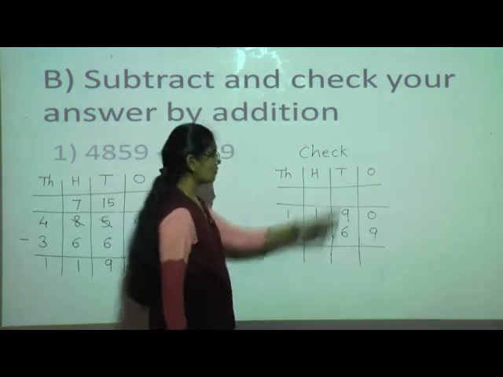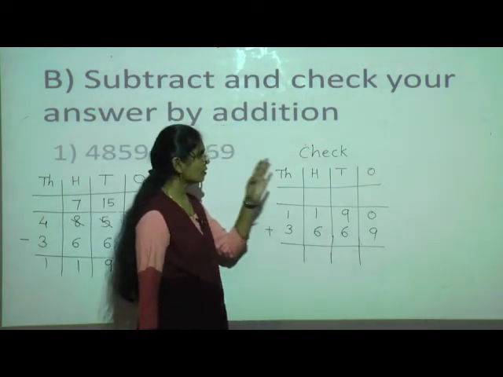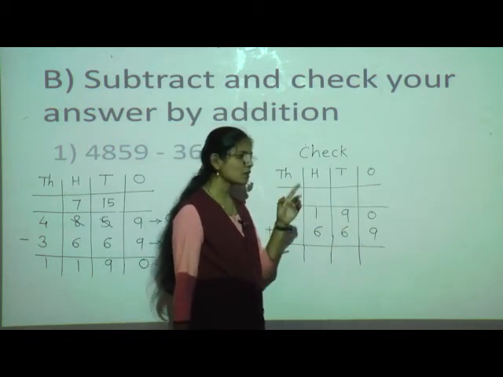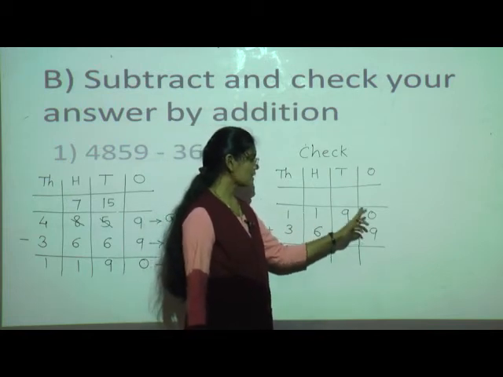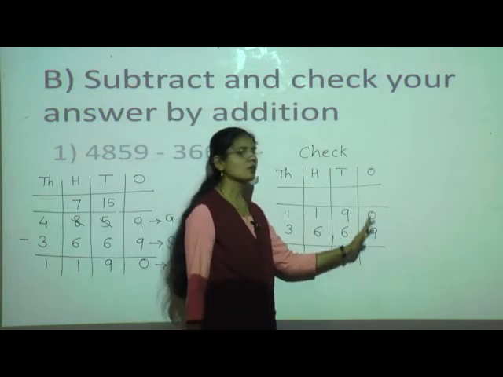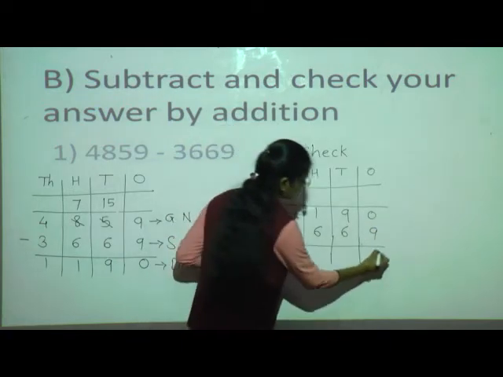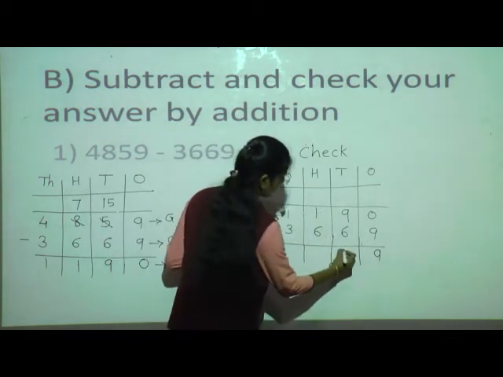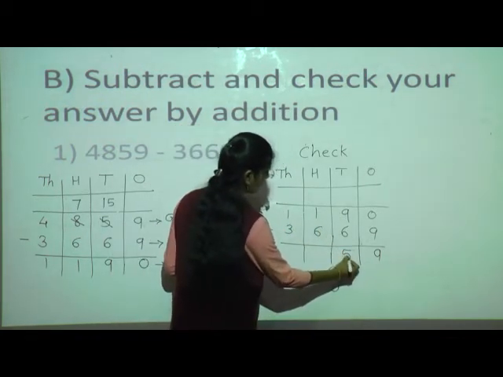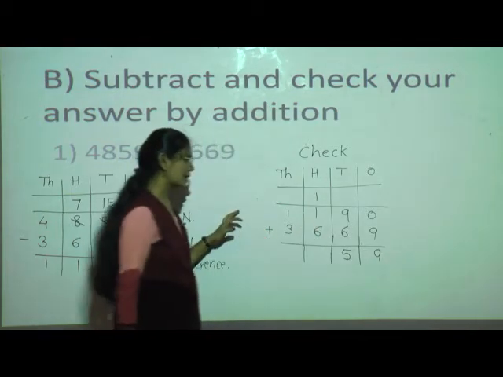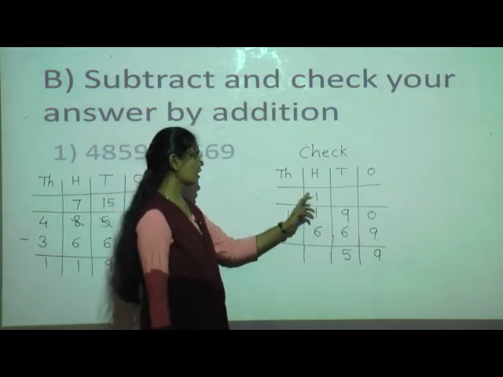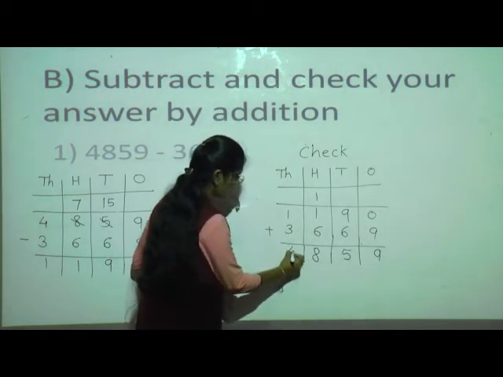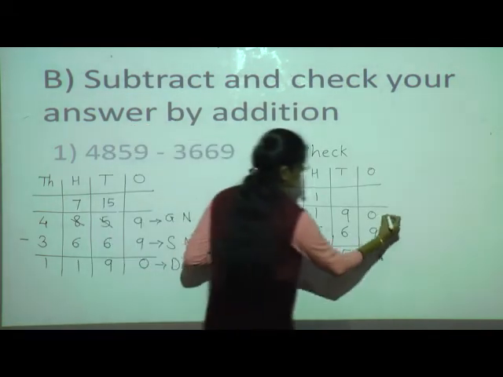Okay. Now see the ones place. Whenever we do addition or subtraction, we should always start from the ones place. So see the ones place, here 0 is there and here 9 is there. 0 plus 9, 9. Then see the tens place, 9 plus 6, 15. So we will write 5 here and 1 as a carry. See the hundreds place, 1 plus 1, 2. 2 plus 6, 8. And 1 plus 3, 4. Okay. So this was the difference.